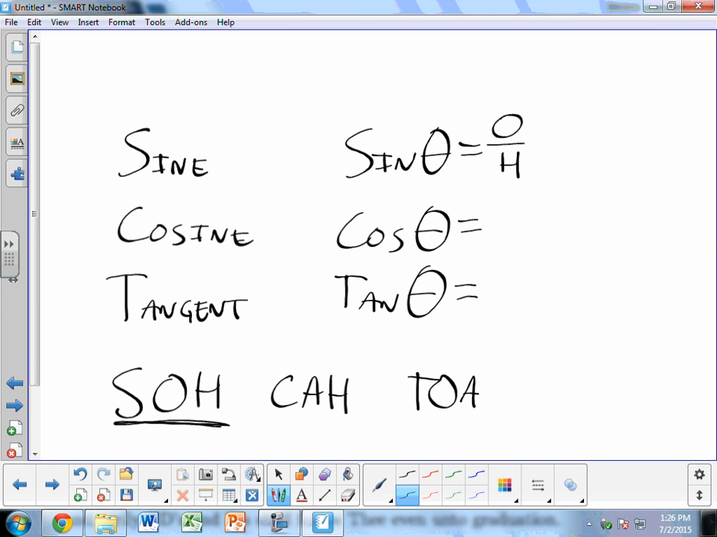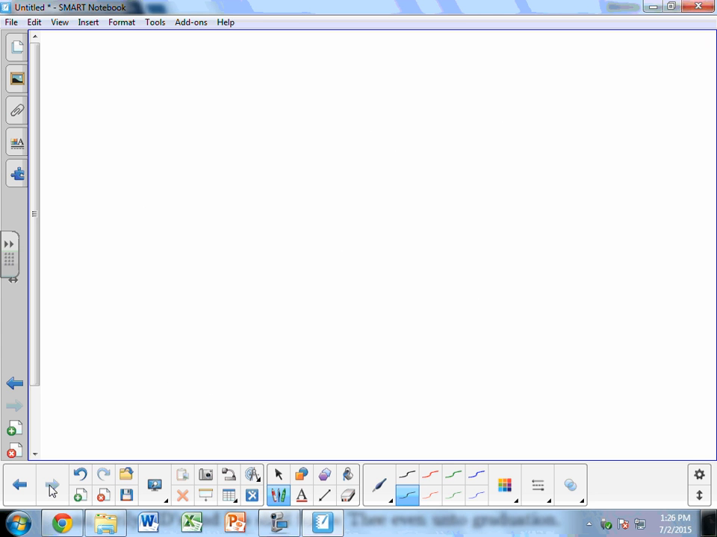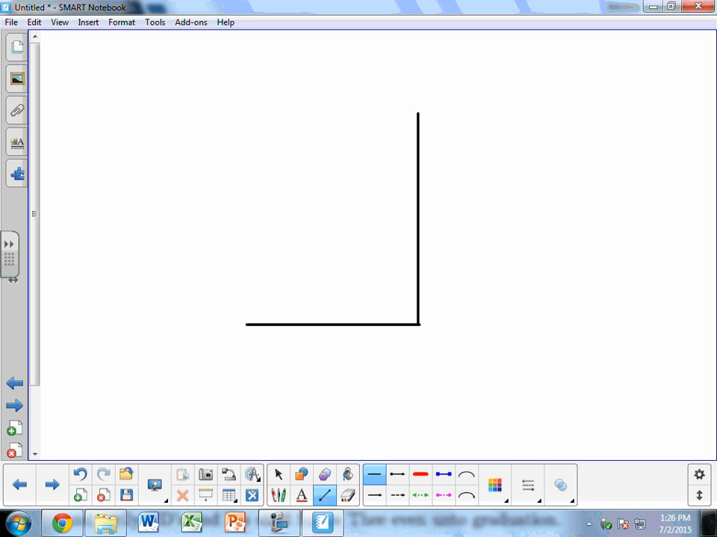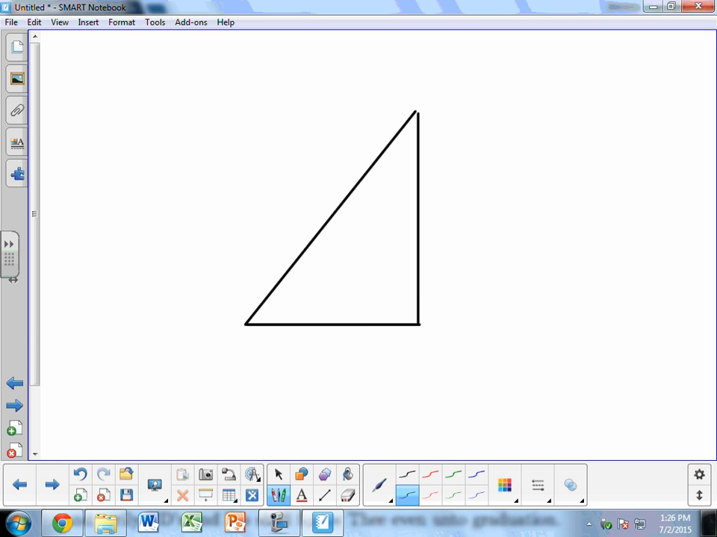And I guess we should go over what sides are what. Here we have a triangle, and it doesn't really matter. It's no special triangle, other than it is a right triangle. It is not a special right triangle. So this is going to be our reference angle theta. It is a variable. It can be any angle we want.